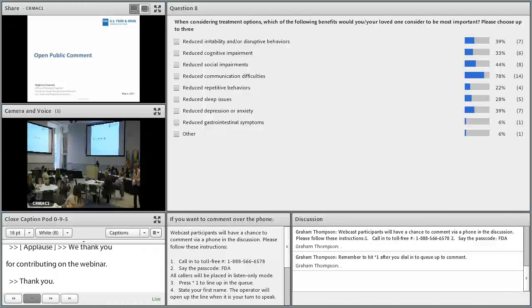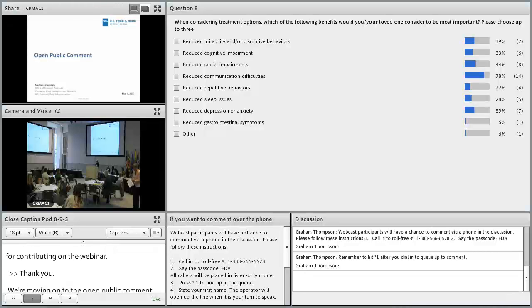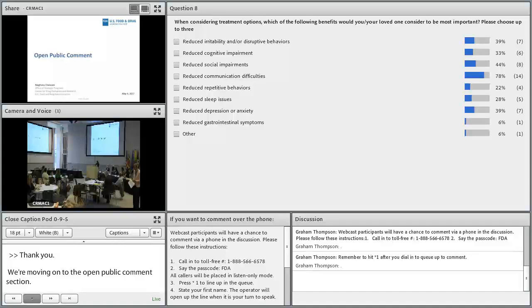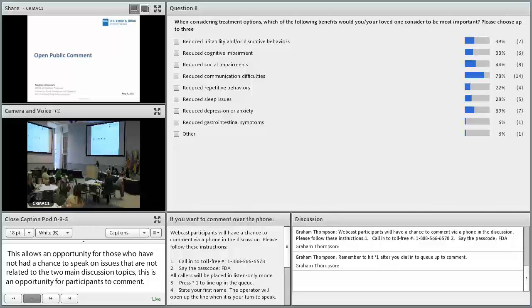Okay, so we're now moving on to the open public comment session. For those of you that are not aware, the purpose of this session is to allow an opportunity for those who have not had a chance to speak on issues that are not necessarily related to our two main discussion topics. This is also an opportunity for participants who are not individuals with autism or family members to comment as well. Please keep in mind that we will not be responding to your comments, but they will be transcribed and be part of the public record.